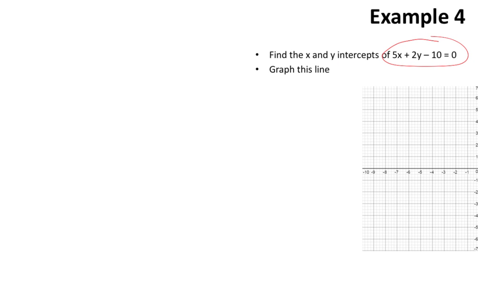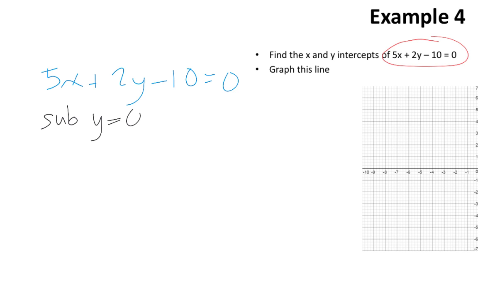Start with the equation of your line: 5x plus 2y minus 10 equals 0. We're going to sub y equals 0 to find the x-intercept. What I'm going to do is substitute in that value, so everything else stays the same. I'm going to put that value in brackets.